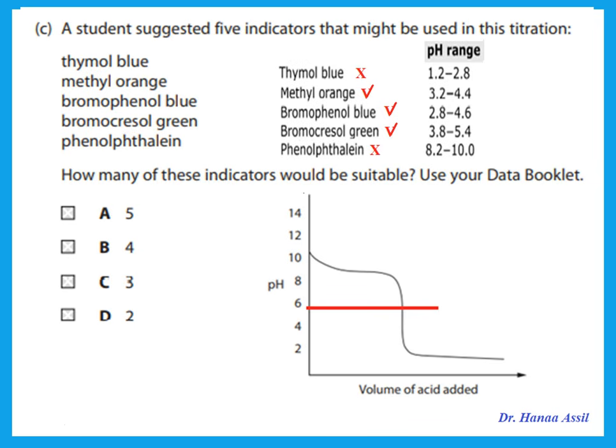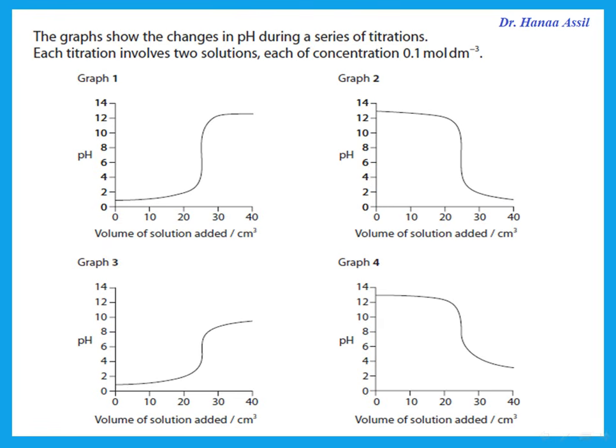Bromocresol green is also in the same range. Phenolphthalein is out of the range. It's 8.2 to 10, so that will not be suitable, so we choose C. Are we following? Getting easier?